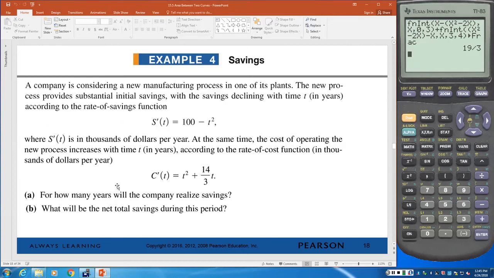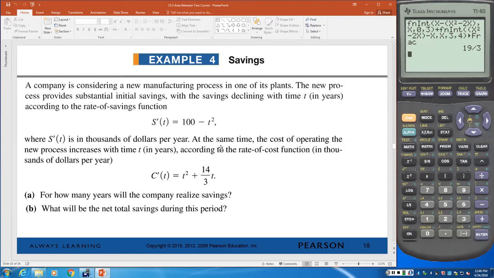So here's example 4, the problem that we started out with. A company is considering a new manufacturing process in one of its plants. The new process provides substantial initial savings, but the savings are going to decline over time. And time is T in years, according to the rate of savings function, in other words, the marginal savings function of S prime of T is equal to 100 minus T squared. S prime of T is in thousands of dollars per year. Always pay attention to your units, that's very important.